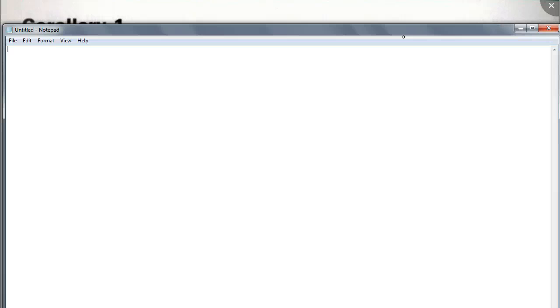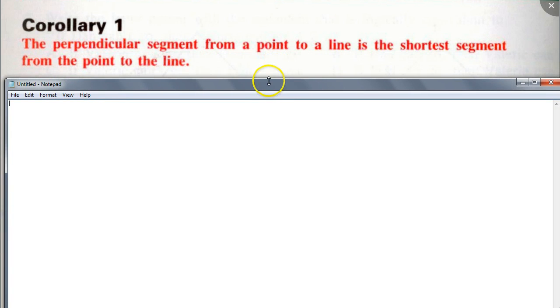Here we go. From that theorem, we get two corollaries. The first one, somebody read this for us. Jason? A perpendicular segment from a point to a line is the shortest segment from the point to the line. Okay, what does this mean? Write this down. As you write this, think about what we're trying to say.